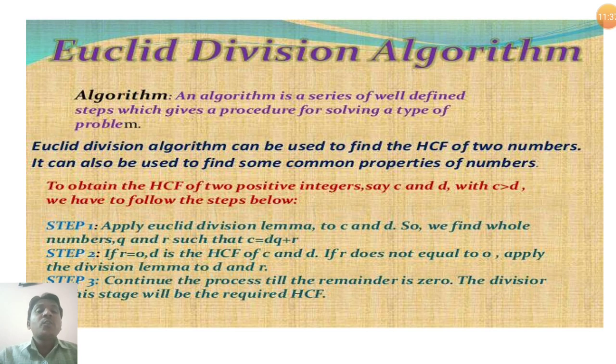Step 2. If r is equal to 0, you have to stop. d is the HCF of c and d. If r is not equal to 0, you have to continue: apply the division lemma to d and r. It will continue. Whenever the remainder becomes 0, the last divisor is nothing but the highest common factor of the given two numbers. Next class I will take one example and explain how to find the highest common factor of two numbers by using Euclid's division algorithm.